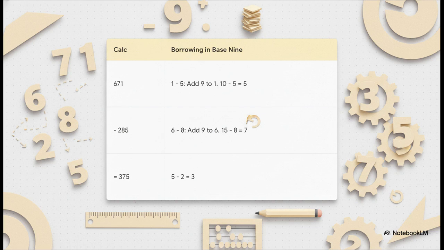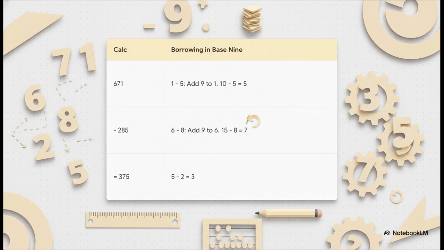In the right column, 1 minus 5. Impossible. So we borrow from the 7 next door. That 7 drops to a 6. The amount we carry over? Exactly 9. We add that 9 to our 1, which gives us 10. Now we can subtract. 10 minus 5 is 5. Beautiful. Now for the middle column. We have a 6 sitting there now, minus 8. Still impossible. We borrow from the next column, turning that 6 into a 5. We bring over another 9, add 9 to our 6, giving us 15. 15 minus 8 is 7.